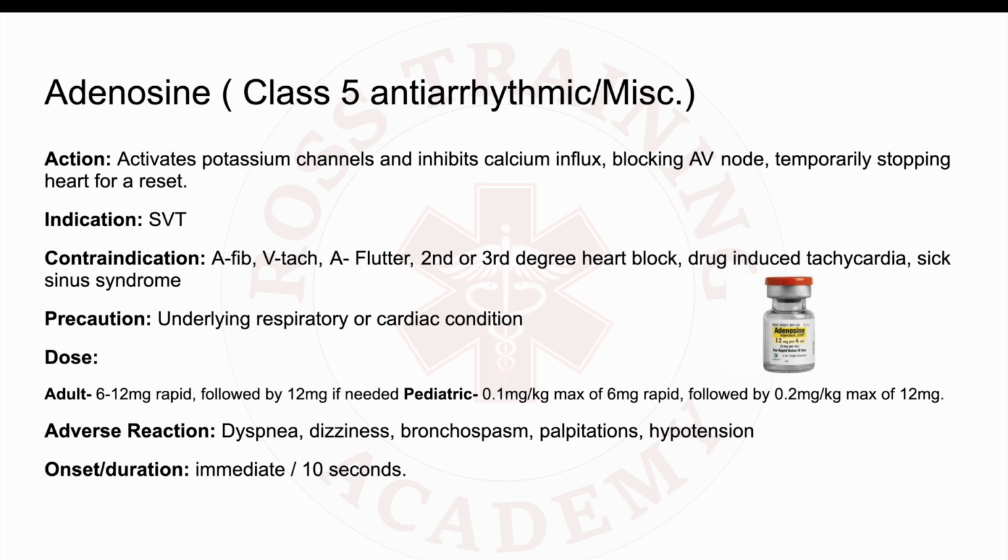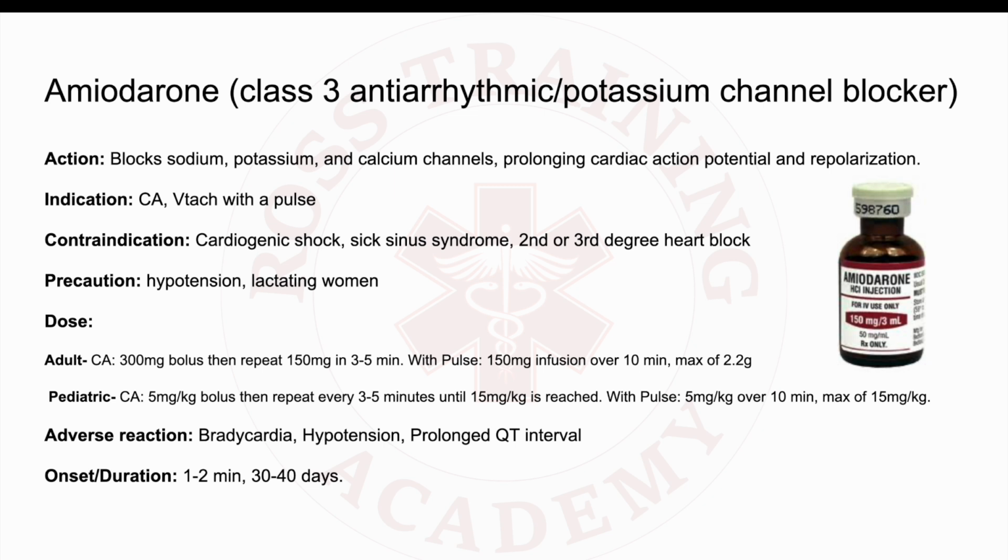And then adverse reaction, you have dyspnea, dizziness, bronchospasm, palpitations, and hypotension. The onset is going to be immediate, and then the duration is going to be about 10 seconds. So push it fast, flow it in, flush it in. And then we have amiodarone. It's a class 3 antiarrhythmic. It's a potassium channel blocker. It blocks sodium, potassium, and calcium channels, prolonging the cardiac action potential, allowing for repolarization.